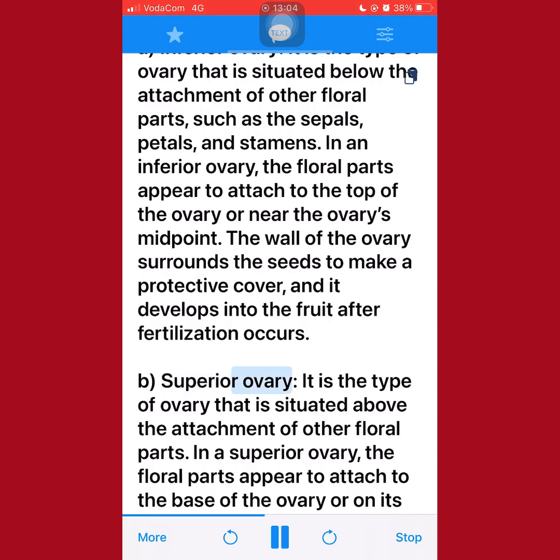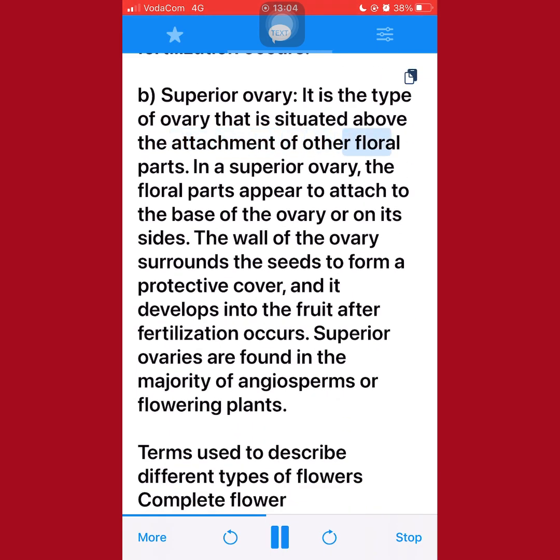B. Superior ovary. It is the type of ovary that is situated above the attachment of other floral parts. In a superior ovary, the floral parts appear to attach to the base of the ovary or on its sides. The wall of the ovary surrounds the seeds to form a protective cover, and it develops into the fruit after fertilization occurs. Superior ovaries are found in the majority of angiosperms or flowering plants.